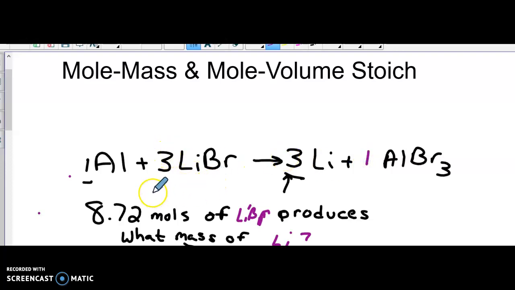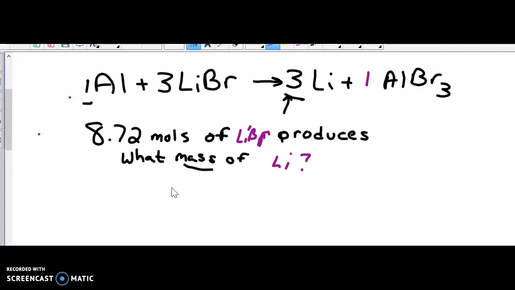So my problem is I have 8.72 moles of lithium bromide, and I want to know the mass of lithium that produces. So what we're going to do is we're going to start with our given.